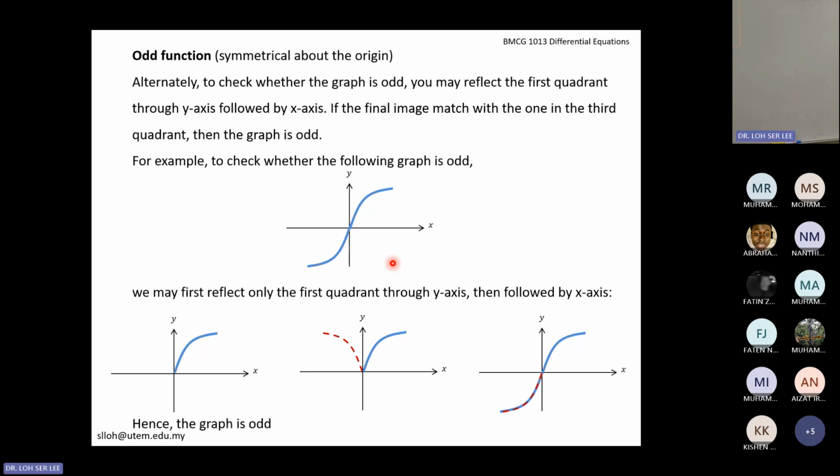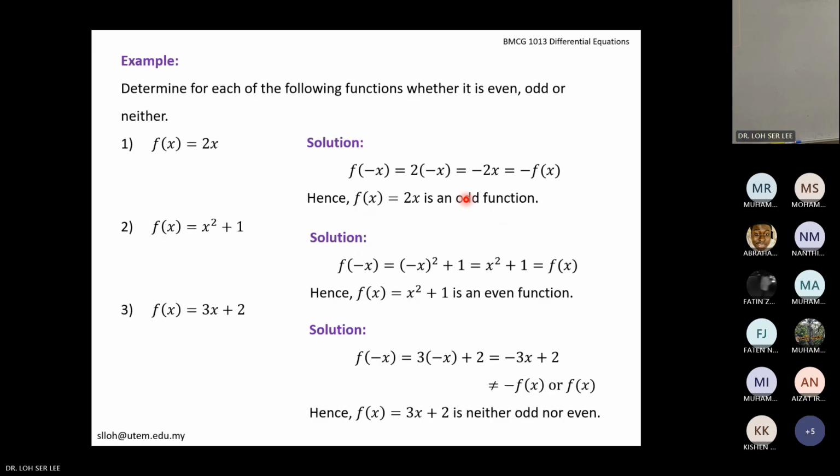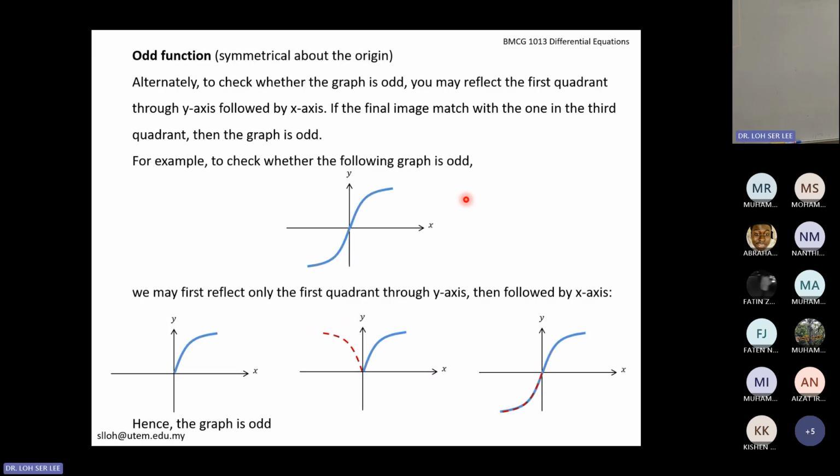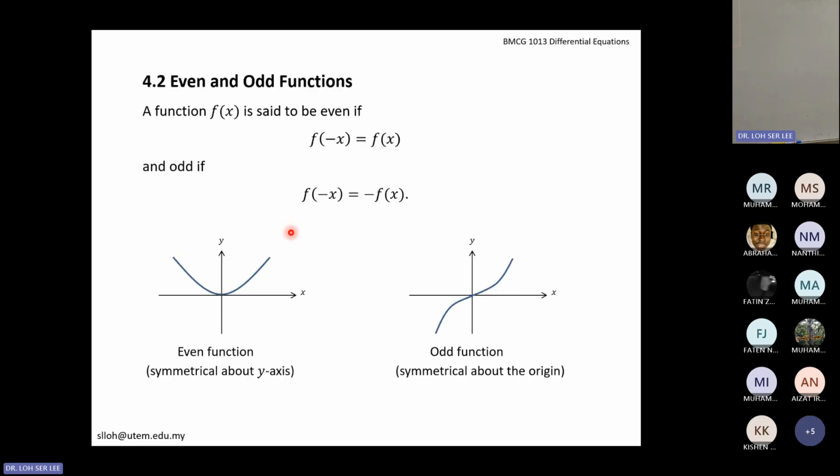Any questions? Okay, this is the symmetrical about the origin. This is the method by using sketching of graph. Now we look at another method, where we do not need to sketch the graph.